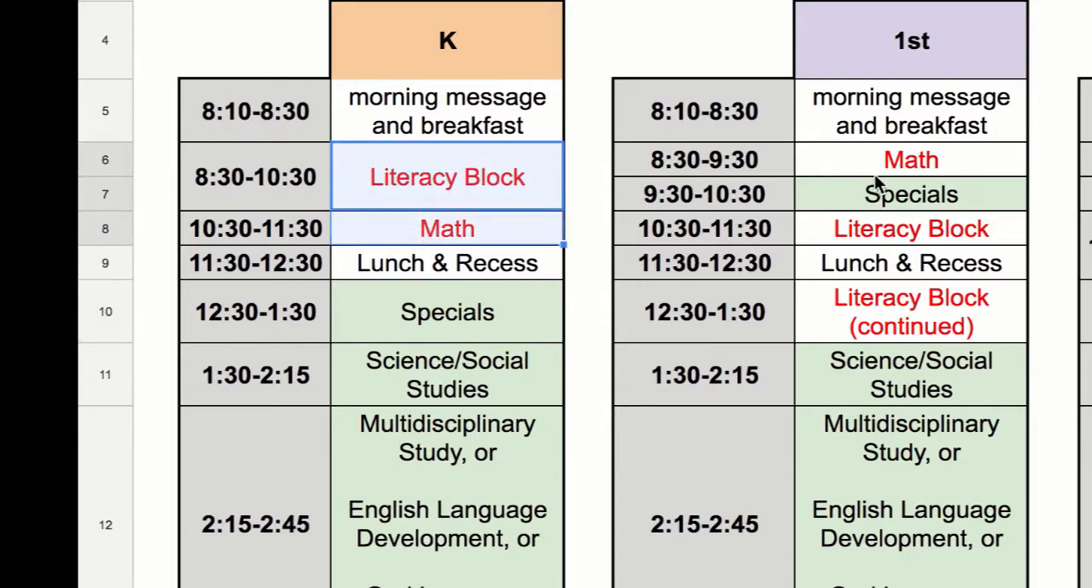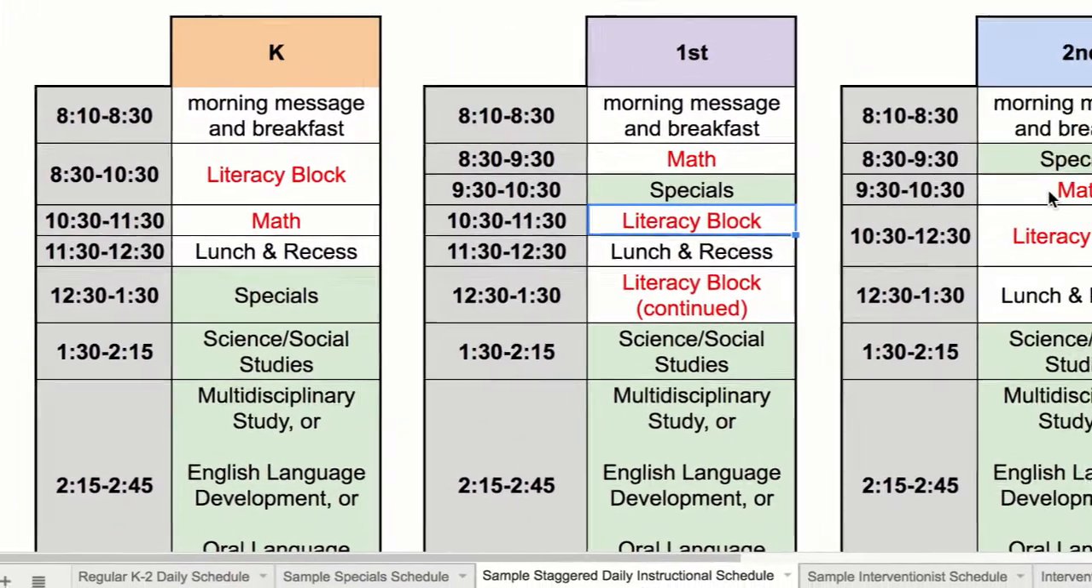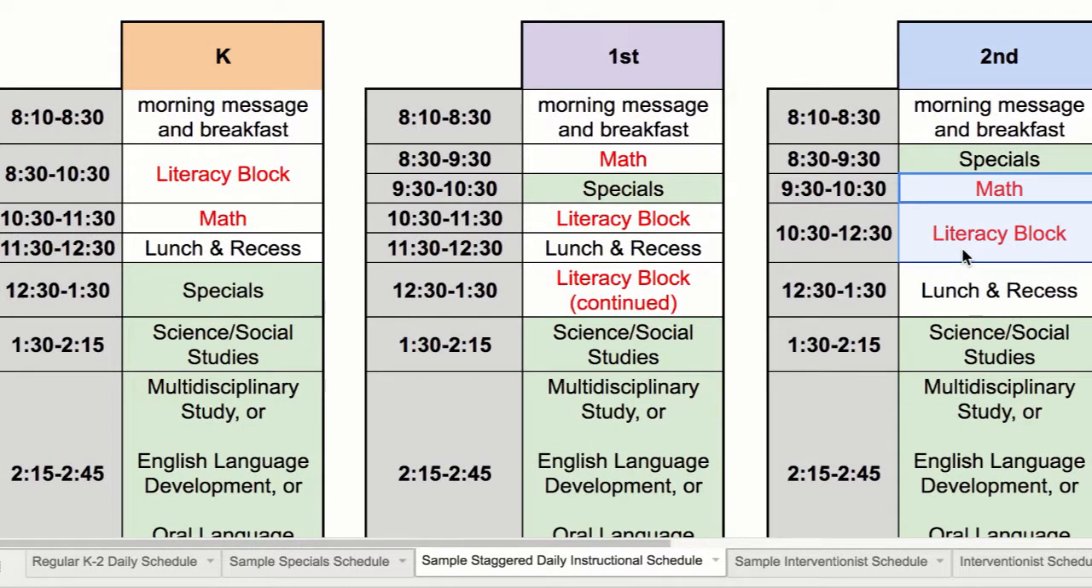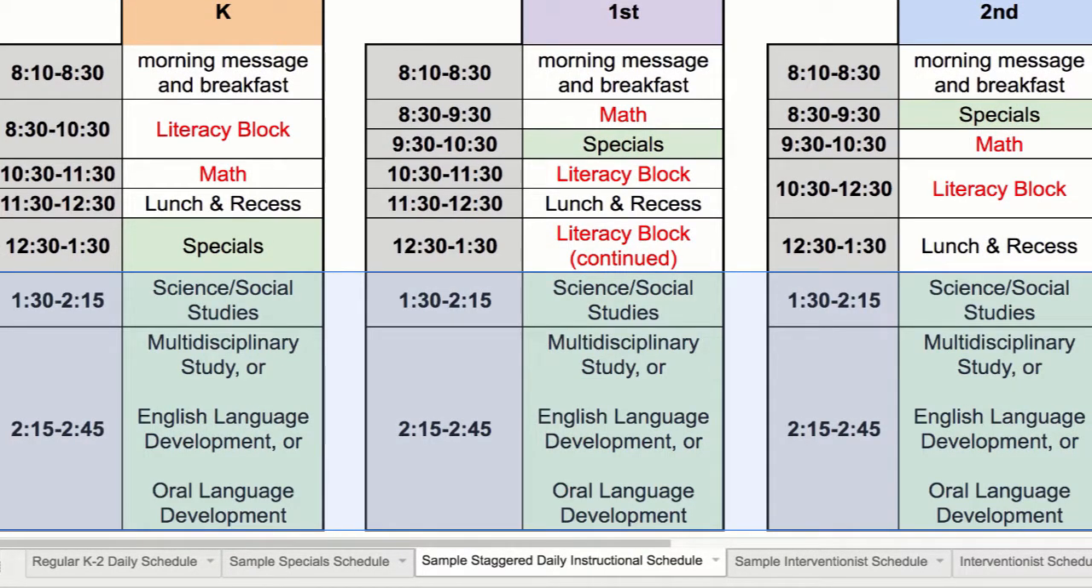The red blocks are the core subject matters during which students in that particular grade level cannot be pulled for burst. The green cells demonstrate times during which students can be pulled for burst. So here you see that kinder, first, and second graders can be pulled for burst from 1:30 to 2:45, in addition to their specials block. Next, we will work on the interventionist schedule.